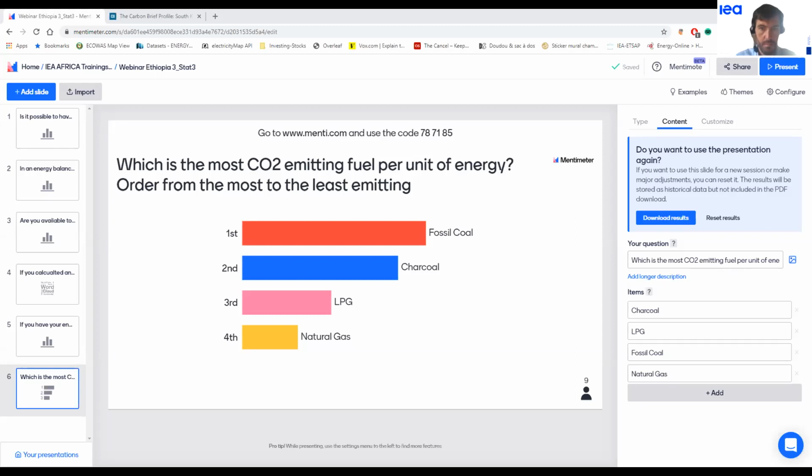Sure. I think you have to stop sharing before I can share. A little pop-up is telling me.